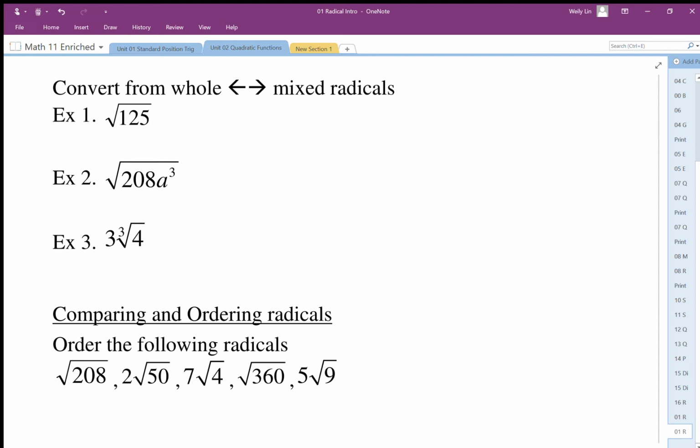So converting these radicals from a whole radical or entire radical to a mixed radical, what we want to do is factor this. We want to factor out the perfect square of 25 times 5. Once we have the perfect square, we're going to square root that. So the square root of 25 is 5, and then the 5 is left in the square root.